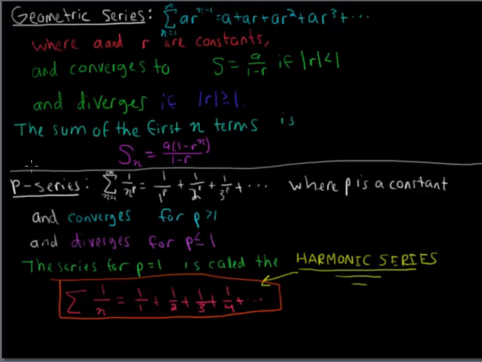And P series, which is a special form of sequences and series, is the sum of 1 over n to the p power, which equals 1 over 1 to the p plus 1 over 2 to the p plus 1 over 3 to the p, and so on, where p is a constant, and converges for p greater than 1 and diverges for p less than or equal to 1. The series for p equals 1 is called the harmonic series, which is the sum of 1 over n, equals 1 over 1 plus 1 over 2 plus 1 over 3 plus 1 over 4, and so on.